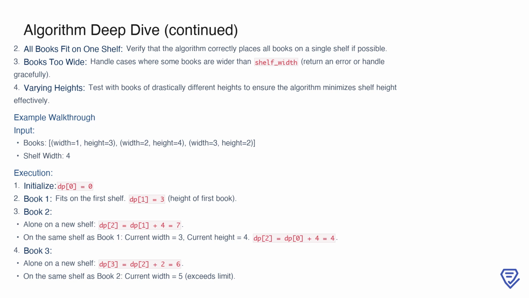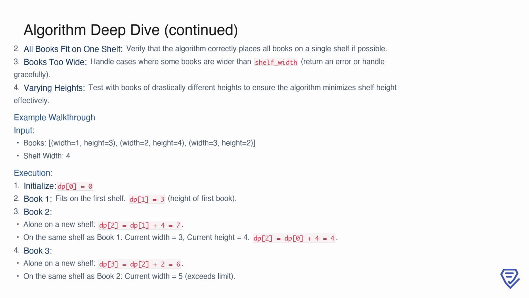To illustrate how the algorithm works, consider a specific example. Suppose we have 3 books with dimensions, width equal 1, height equal 3, width equal 2, height equal 4, and width equal 3, height equal 2, and the shelf_width is 4. Initially, dp[0] is set to 0. For the first book, it fits on the first shelf, so dp[1] equals 3, which is the height of the first book. For the second book, we have 2 options.